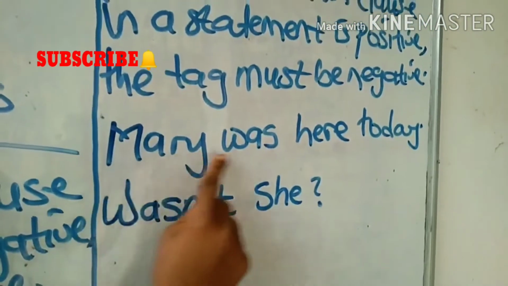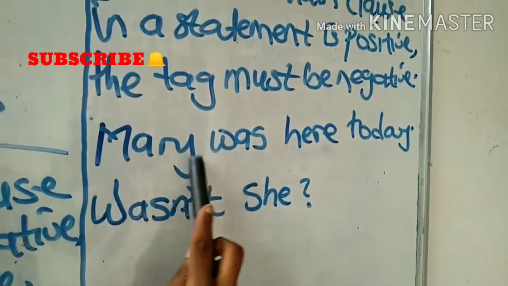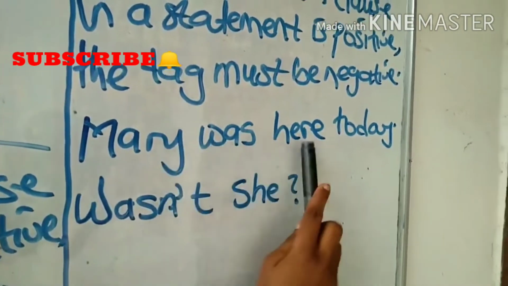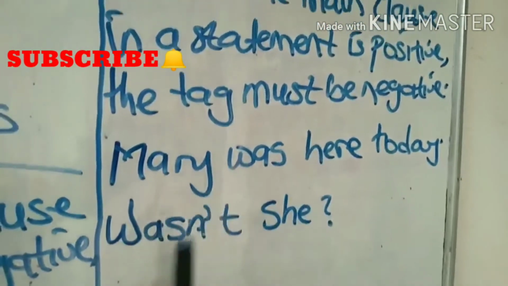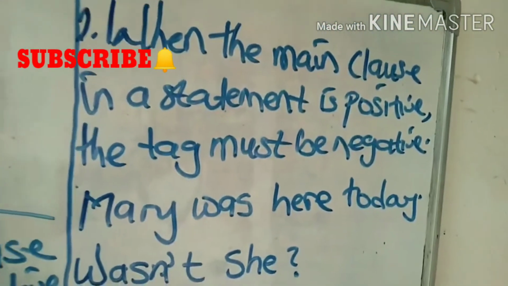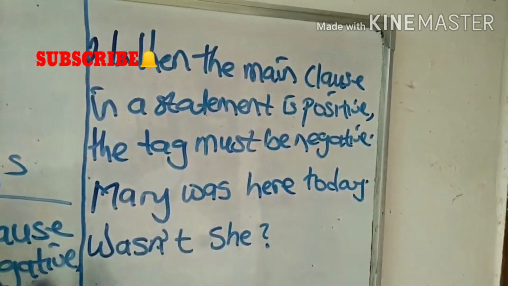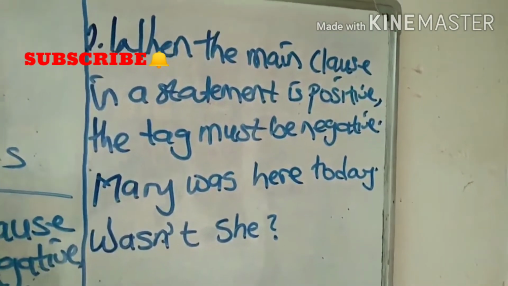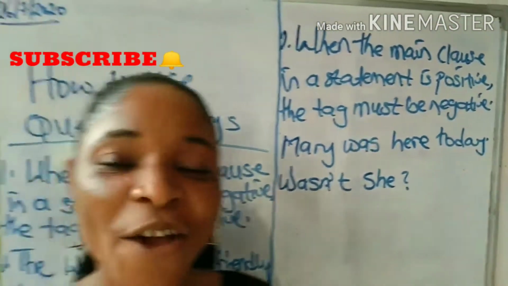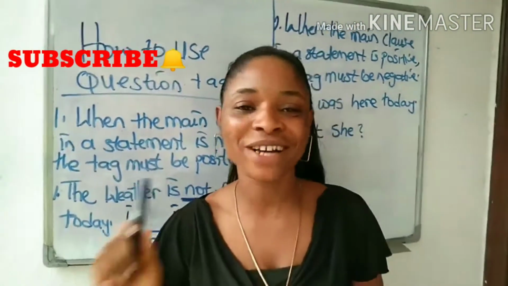If you look at this statement, you would not see the word "not." So that makes this statement to be what? Positive. And so the tag is negative. Mary was not here today. Mary was here today, wasn't she? So that would be very, very correct for you to say, Mary was here today, wasn't she?